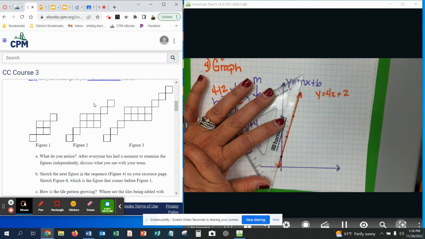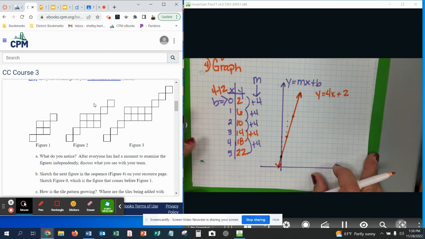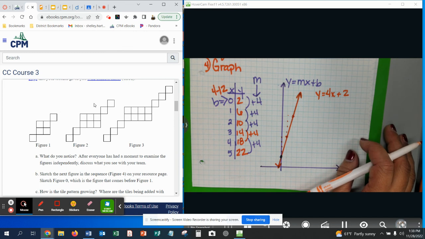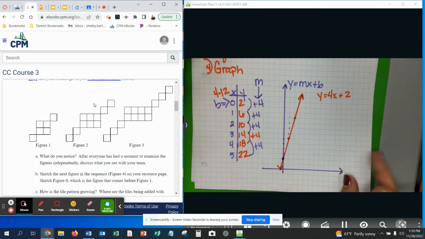Got it? Well, where's your line? Well, get going, because I don't want to move on until everybody's got all 3 things. We need an x and y table, we need an equation, and then we graphed it. Raise your hand if you've got all 3. I'm waiting. You got all 3? Chase, are you there with me? Are you there? Good. Let's move forward.